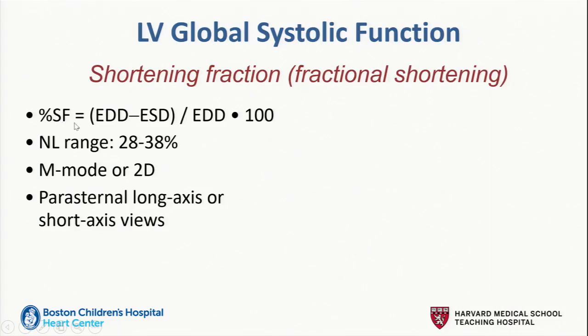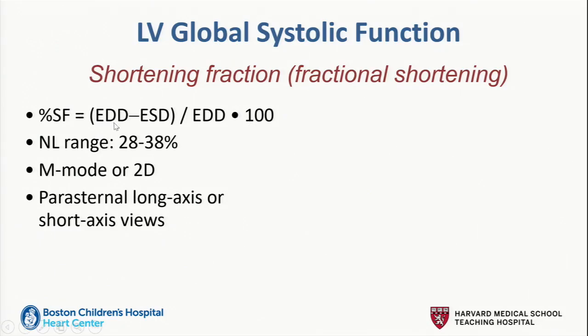So the shortening fraction is the end diastolic dimension. So we're talking about 2D dimension measurements, or a length measurement. It's the end diastolic dimension minus the end systolic dimension, and then we're going to take that and divide it by the end diastolic dimension and then multiply it by 100 because we're doing a percentage. So the normal range is about 28 to 38%.